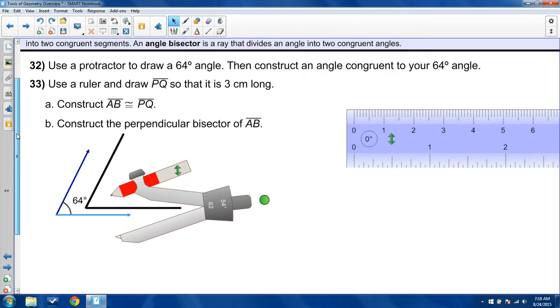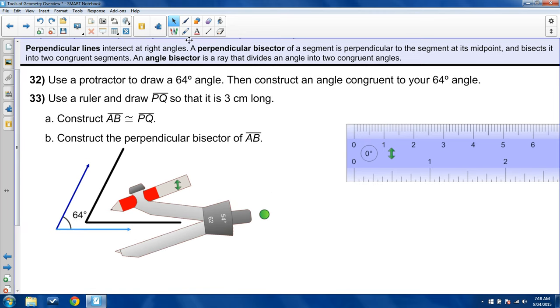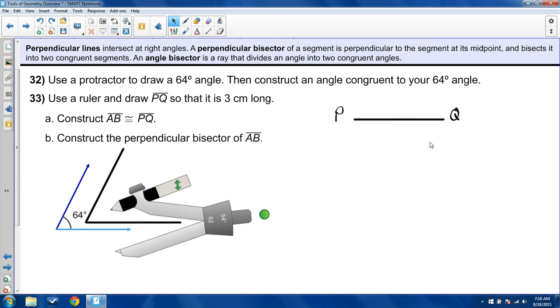Number 33, use a ruler and draw PQ so that it's 3 centimeters long. So I have my ruler here. Let's draw a segment 3 centimeters long and call it PQ. Okay, don't need the ruler anymore. Now let's use the compass and construct congruent segment AB, something that's congruent to PQ here.